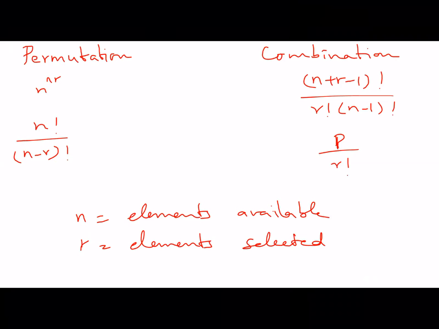Okay. We have many equations like this: n power r, n factorial by n minus r factorial, n plus r minus 1 factorial by r factorial, n minus 1 factorial, and n factorial by r factorial. So where n is the elements available and r is the number of elements that we are going to select. Okay, so the outcomes can be calculated using these formulas.